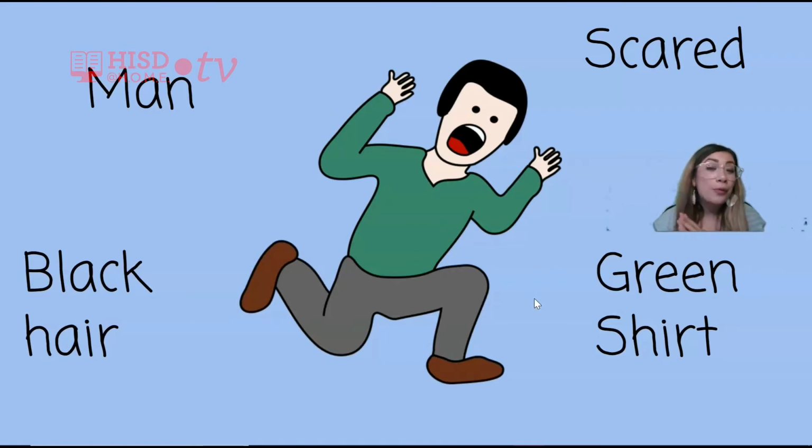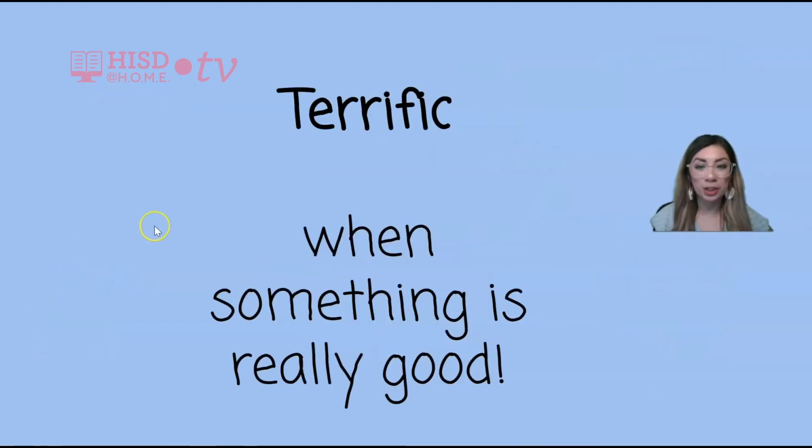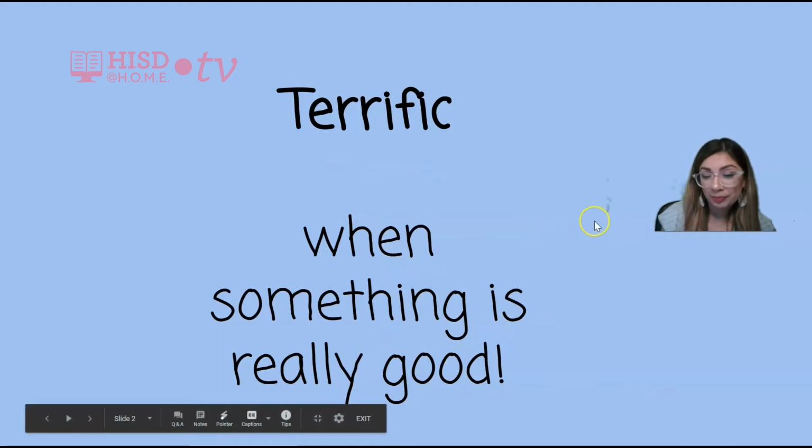Very good. Now, before we get started with our reading, I want to go over a few important words. I want to tell you what they mean before we read them. Here we have this word. This word says terrific. Can you say that word with me? Terrific. Terrific. Again, terrific. This word, we're going to see it in the book, and so I wanted to tell you what it means before we started reading our book. Terrific means when something is really good.